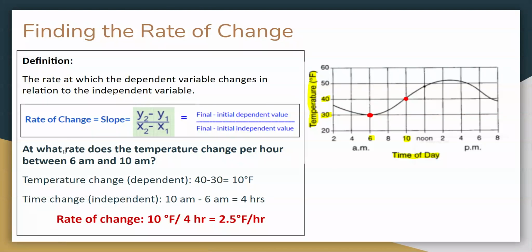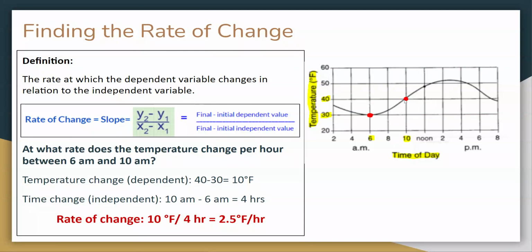So this question is asking, at what rate does the temperature change per hour between 6 a.m. and 10 a.m.? Let's use this equation, and please write this down in your notes as well. So, to find the rate at which the temperature changes per hour, temperature is my dependent variable, so it should go on the top, and the time is my independent variable, so it should go on the bottom. So, let's start with the top. I should have my final temperature minus initial temperature between 6 a.m. and 10 a.m. So, 6 a.m. and 10 a.m. is here.